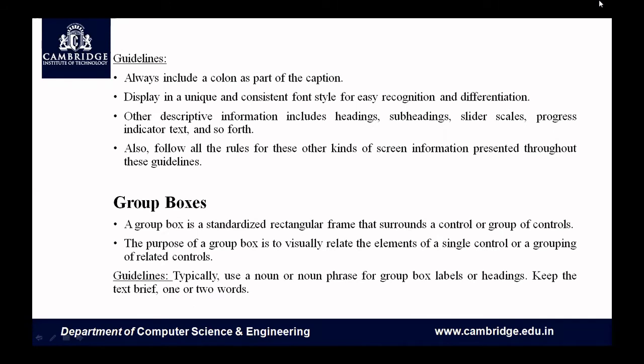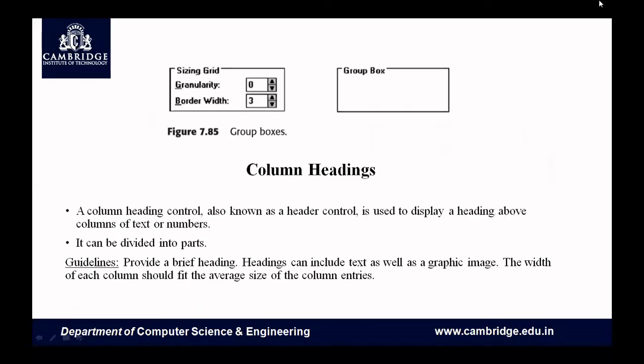Then the second one, group boxes. It is a standardized rectangular frame that surrounds a group of elements. So there are certain groups of elements. Alignment or grouping can be done by using group boxes. As in the figure you can see the granularity and border width are common elements in the sizing grid column box or a group box. That is what a group box is.